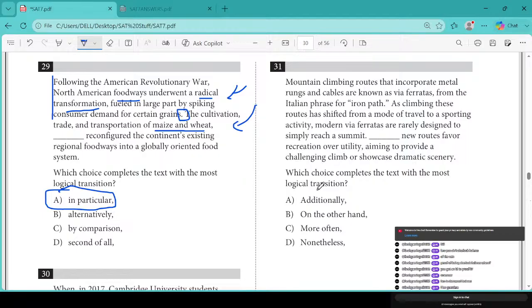Anyways, let's move on to question 31, chat. If you have any questions, ask. Chat is quite dead today. I mean, chat is quite dead every day, but especially today.